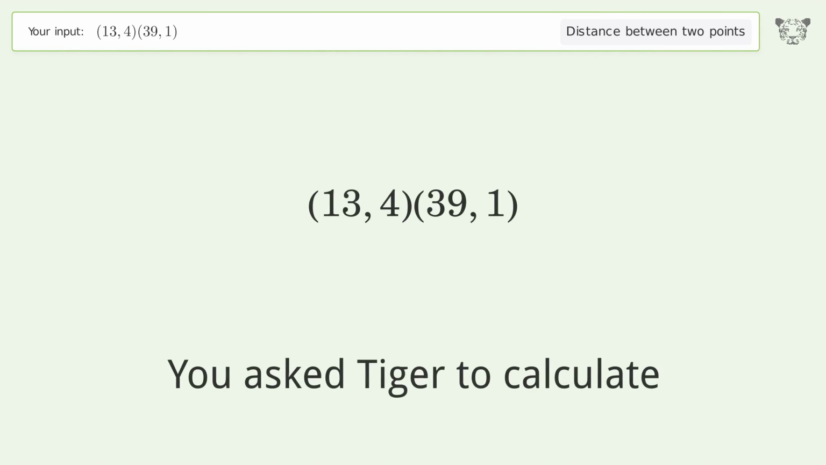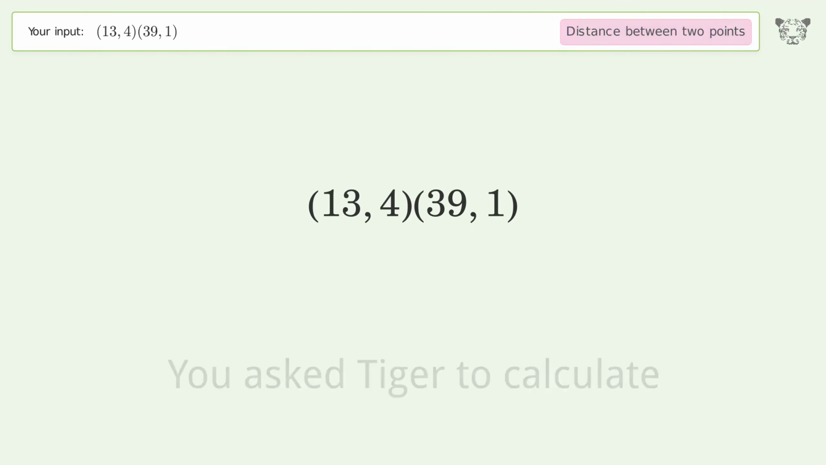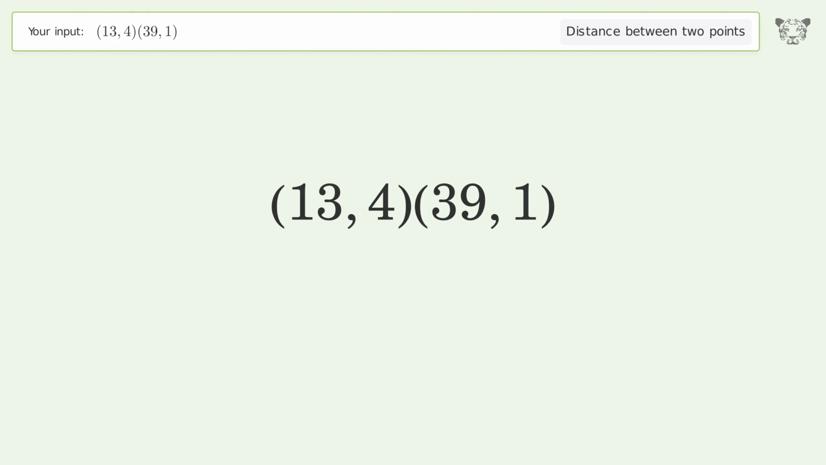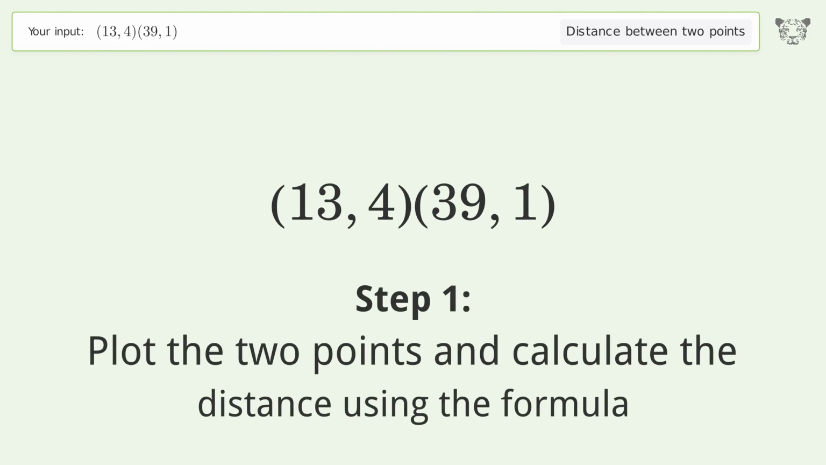You ask Tiger to calculate. This deals with the distance between 2 points. The distance between the 2 points is the square root of 685, or 26.173. Let's solve it step by step. Plot the 2 points and calculate the distance using the formula.